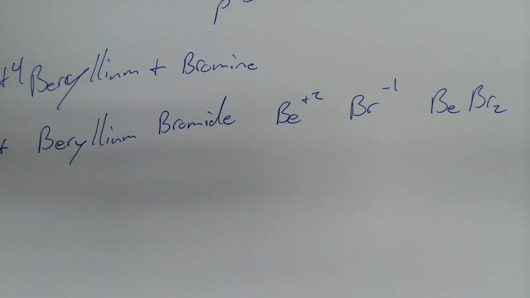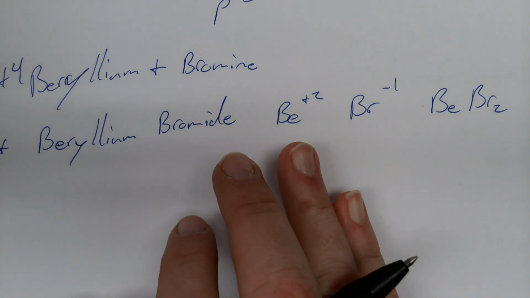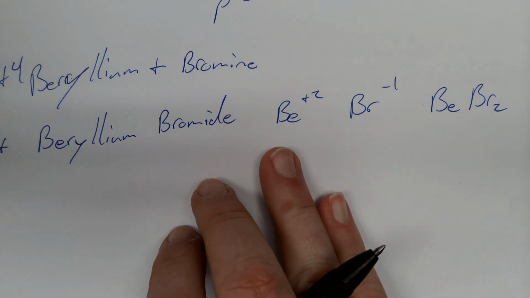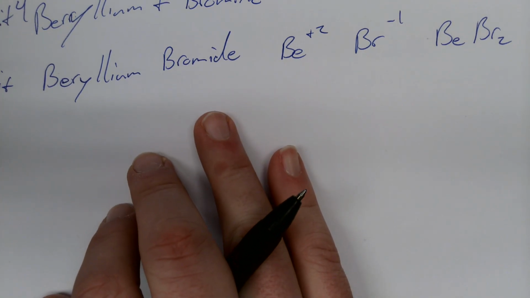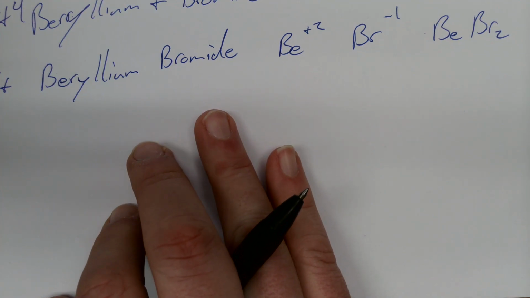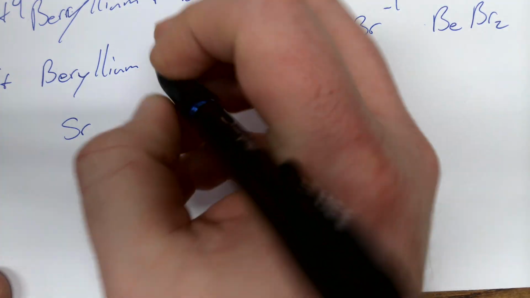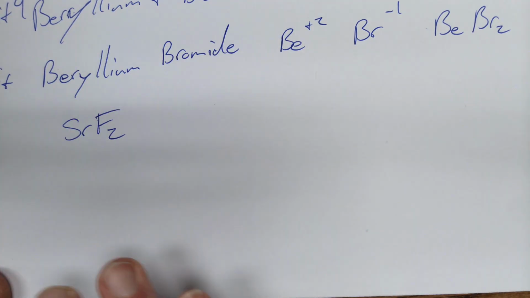That was page 2. Page 1 was I gave you the formula, and from the formula we had to come up with the name. So I'm going to choose 1 from page 1. I'm going to choose SrF2.